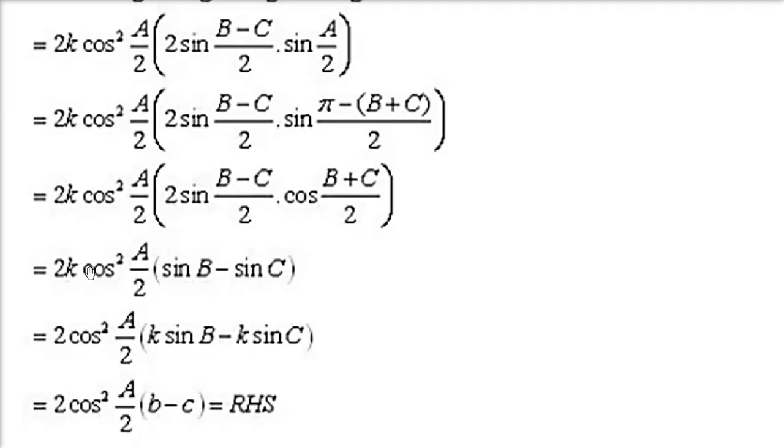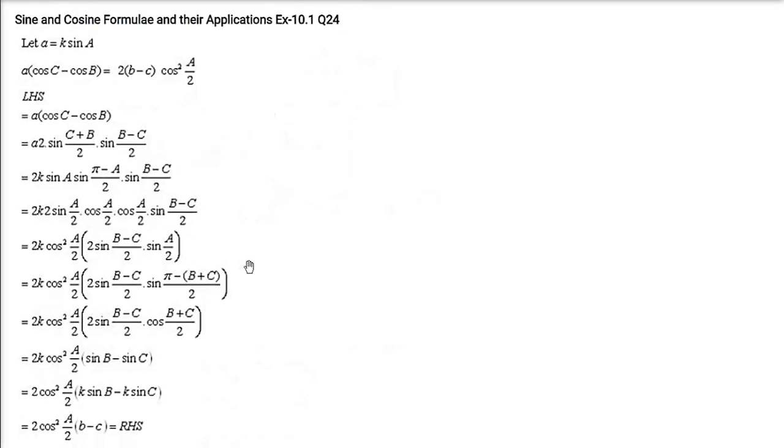Right? So now just multiply this k inside. This will be k sin b and this will be k sin c. So k sin b is what? It is b, and k sin c is c by the sine formula. So this is what we had to prove here.